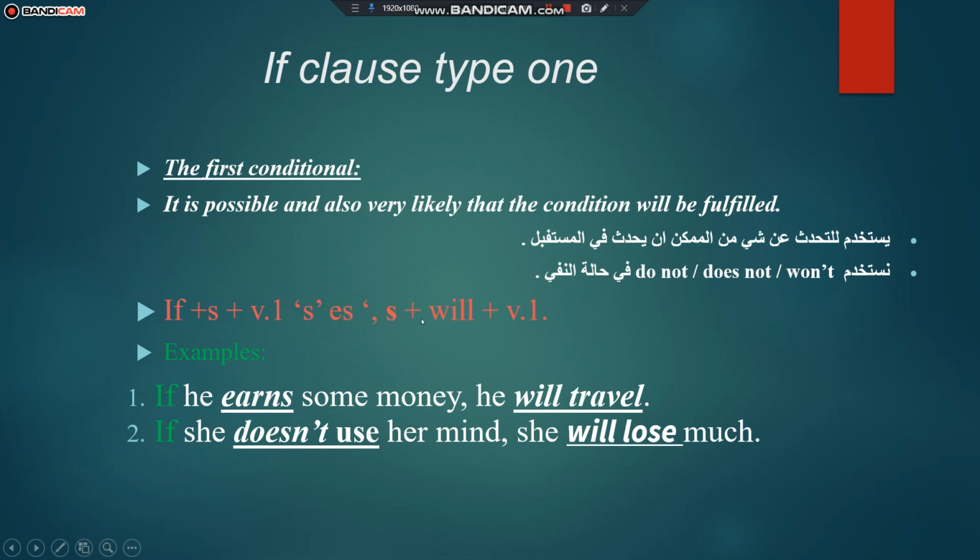Okay? Now to change a sentence from affirmative into negative with if clause type 1, just with the if clause part, just add don't or doesn't. With singular, use doesn't. With plural, you have to use don't. Okay يا شباب? With the main clause or result clause, just add not after will. For example, if she doesn't use her mind, she will lose much. Another example, if he doesn't earn some money, he will not travel.